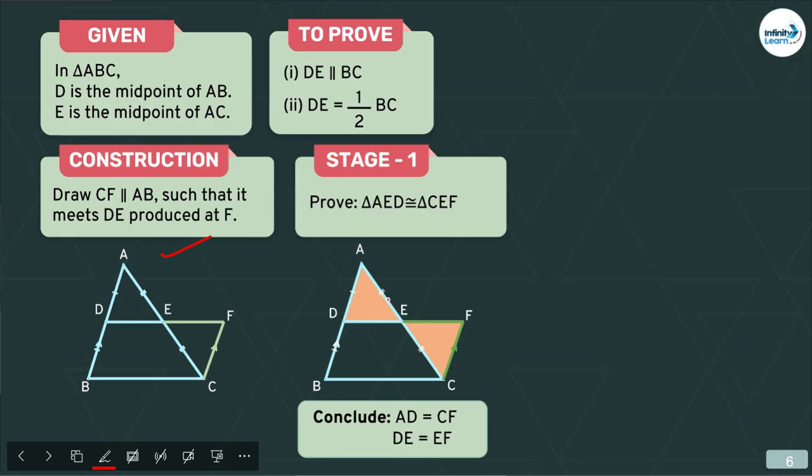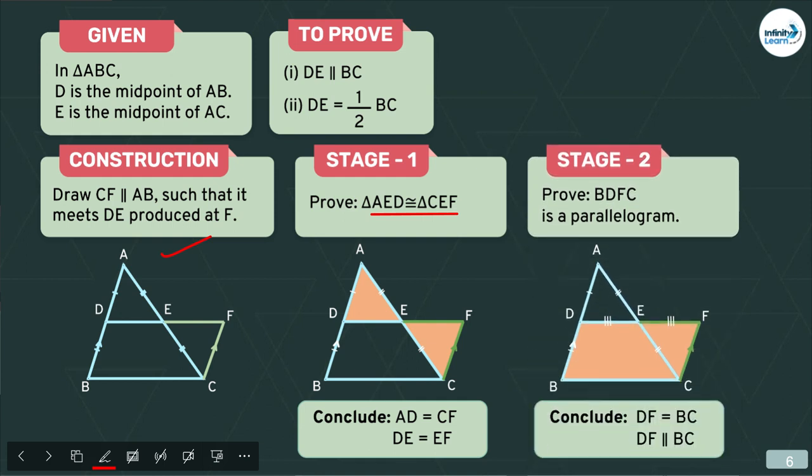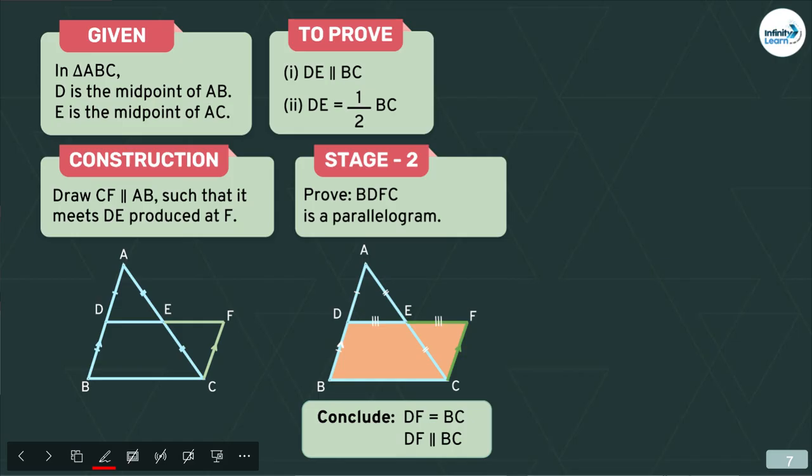What we have to prove? Stage number one, part number one: to prove triangle AED is congruent to triangle CEF. Then what we have to prove? BDFC is a parallelogram. We have to prove BDFC is a parallelogram. Okay, now we are going to start the proof.